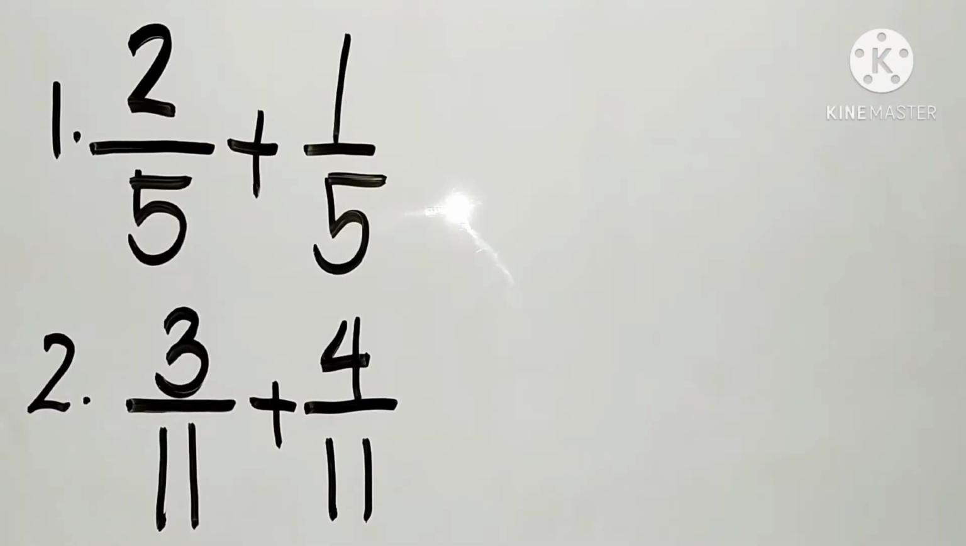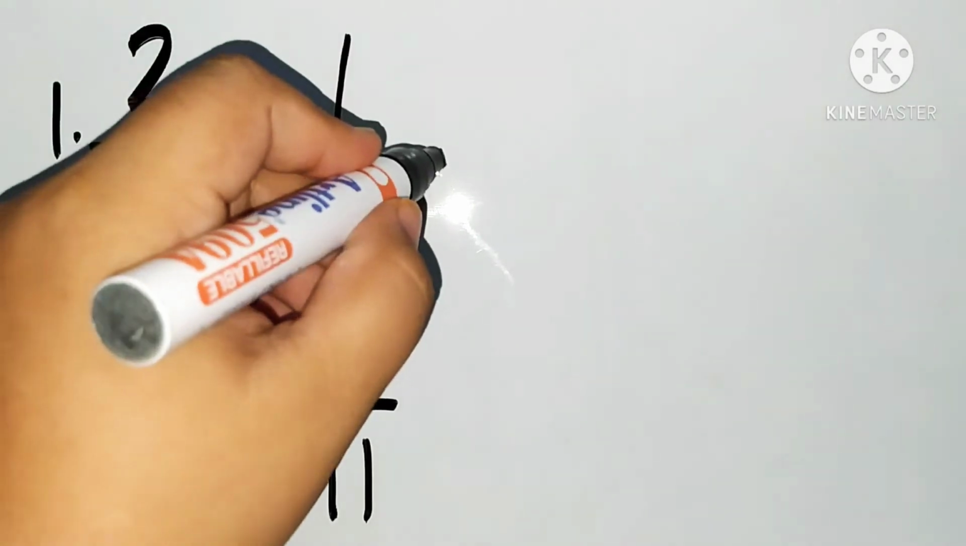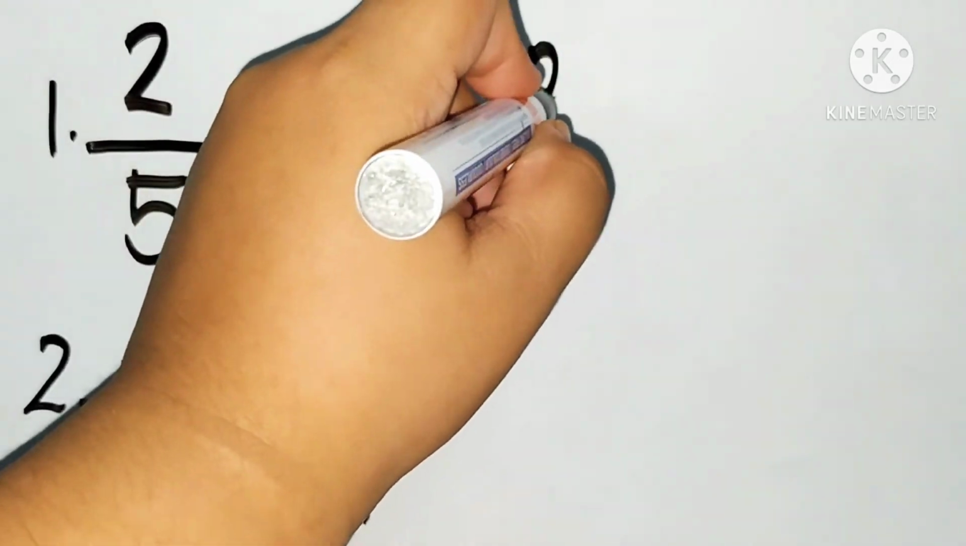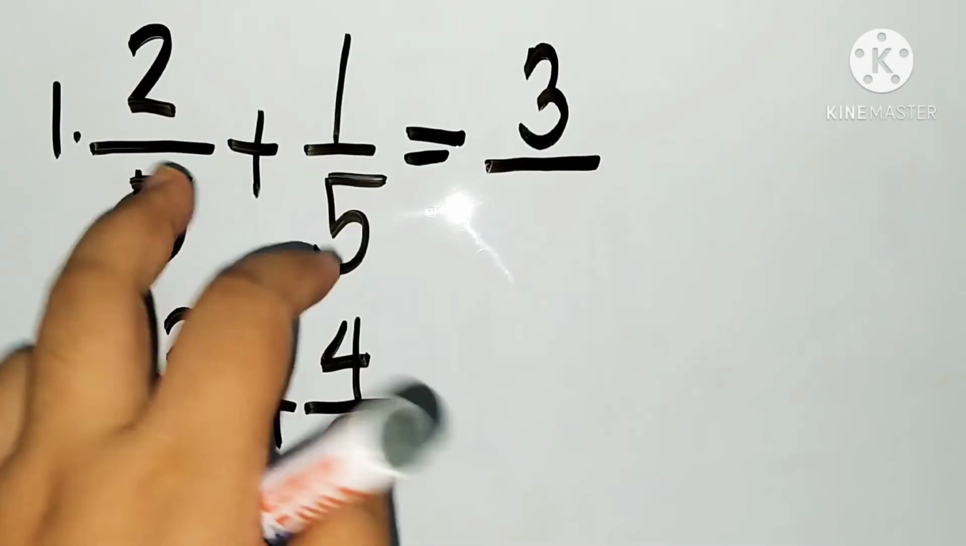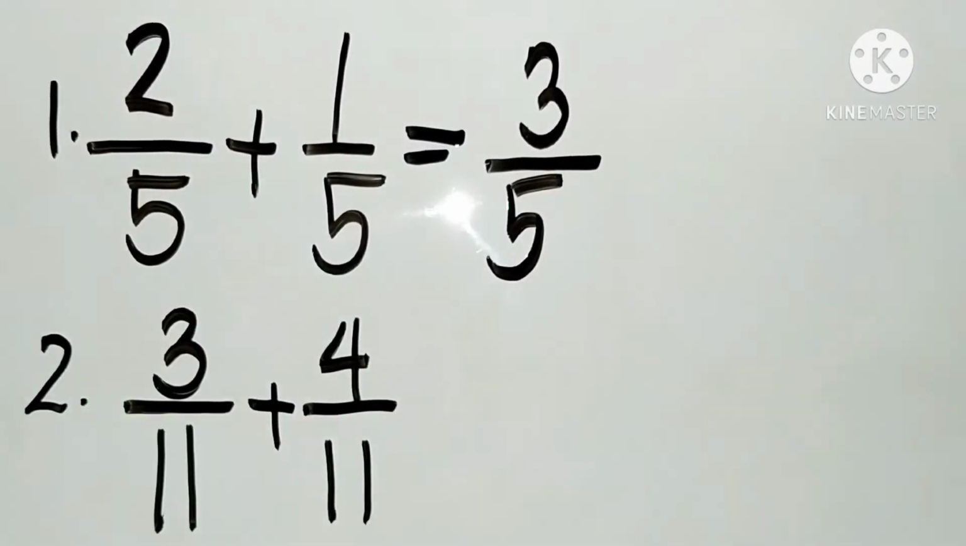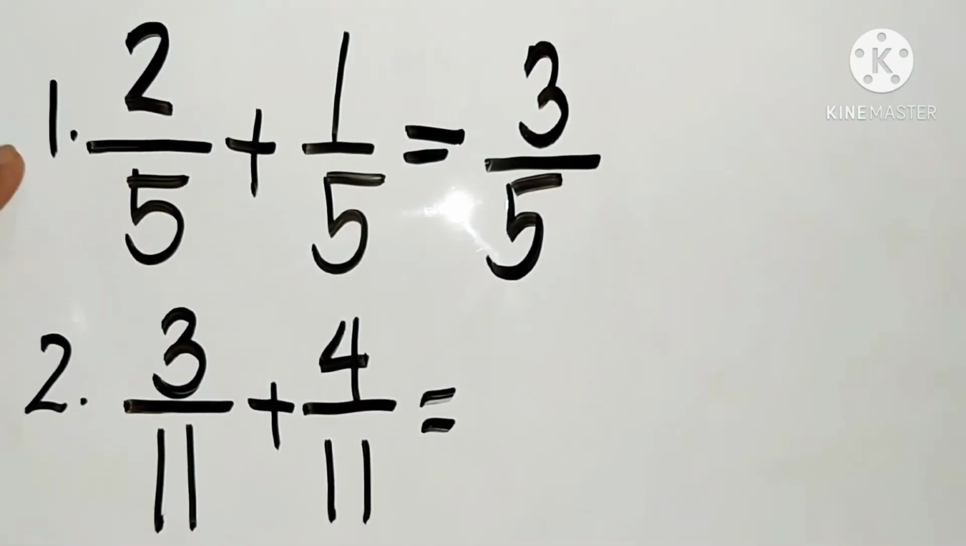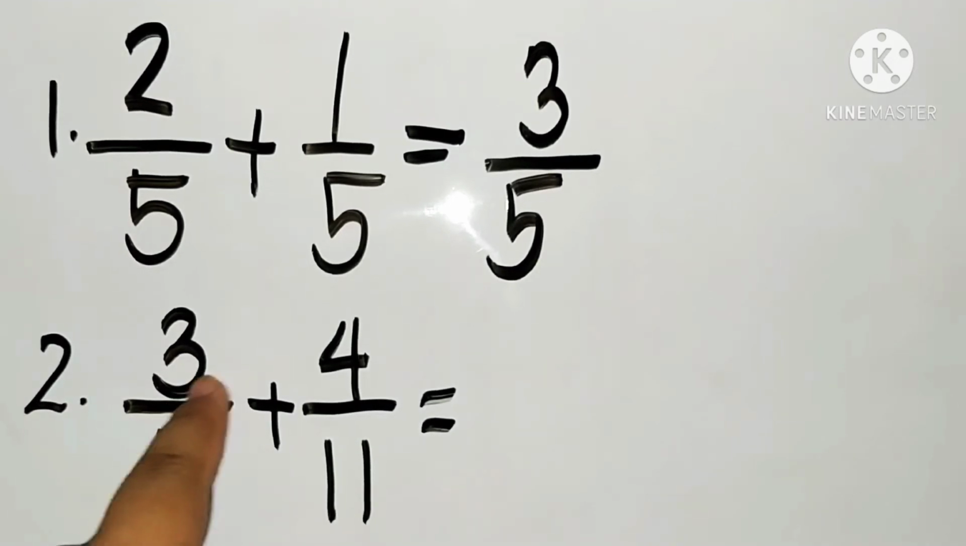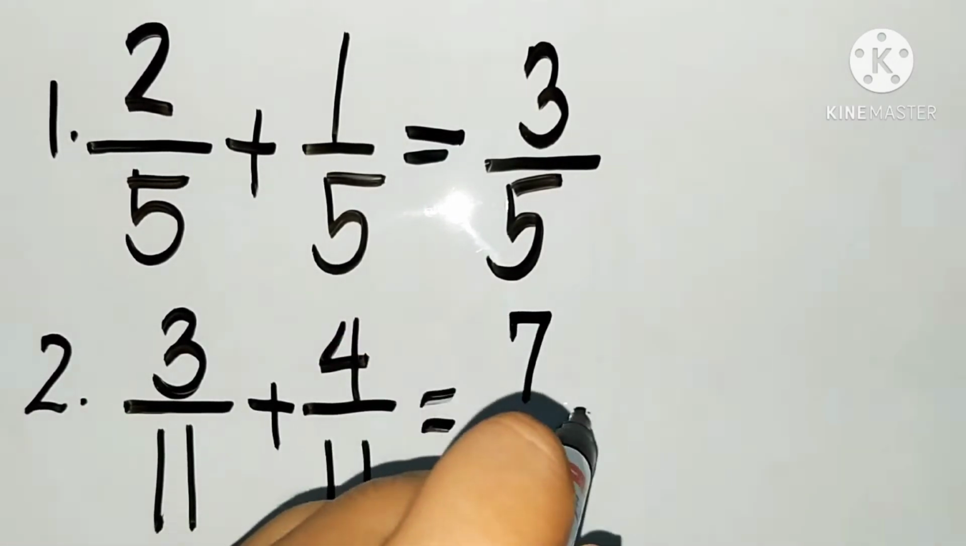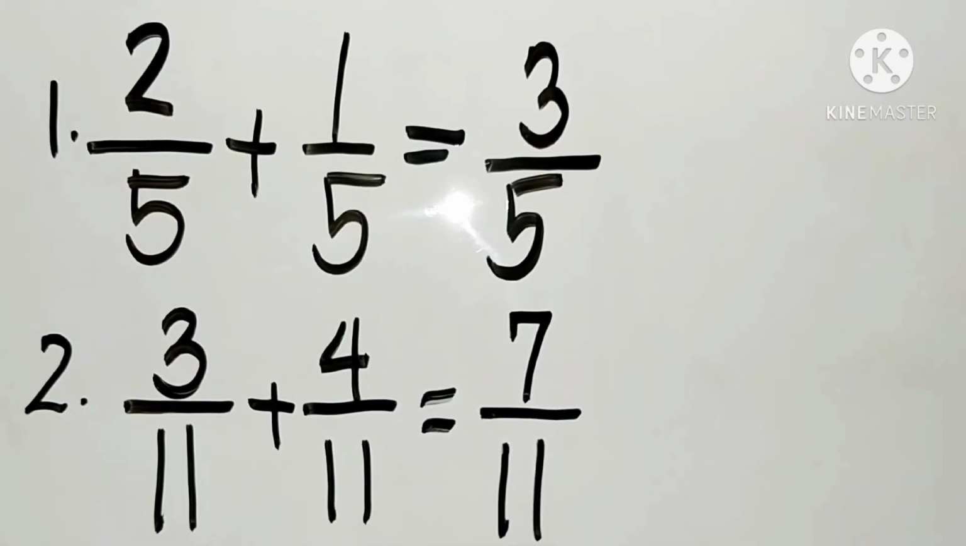Let's add the following. Number 1, 2/5 plus 1/5. So according to the rule, ang unang gagawin ay add the numerator. So we have 2 plus 1, that is 3. Over, copy lang yung denominator since sila naman ay similar fractions. Next, number 2. Kung paano ginawa sa number 1, ganun din sa number 2. 3 plus 4, that is 7, over 11. Kung meron silang common factor, then pwede nyo silang i-express in lowest term.